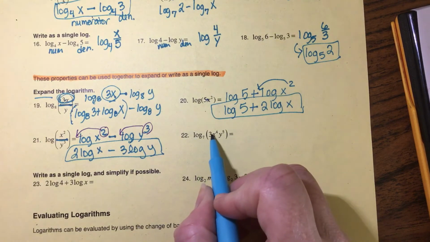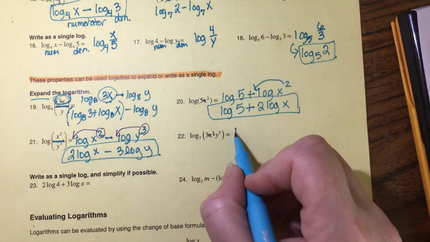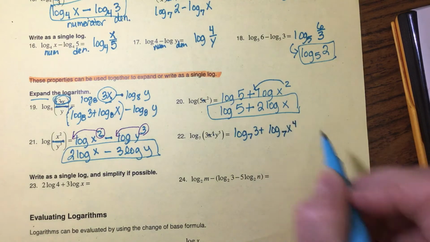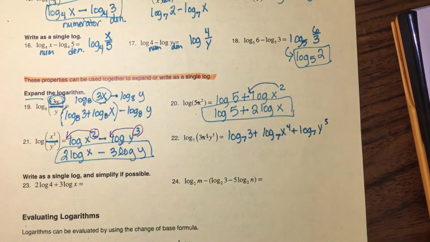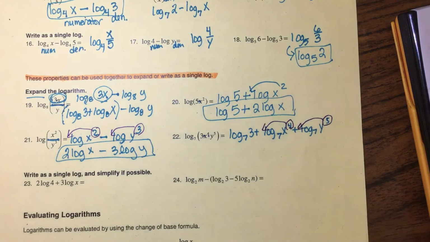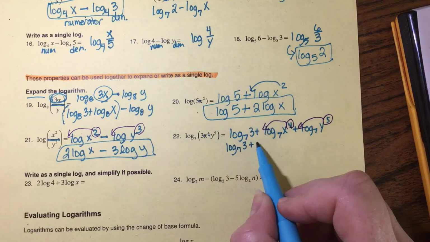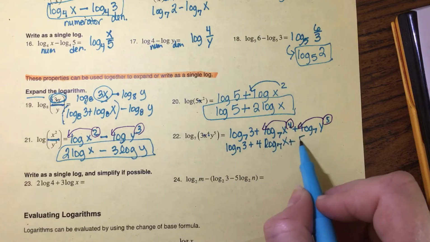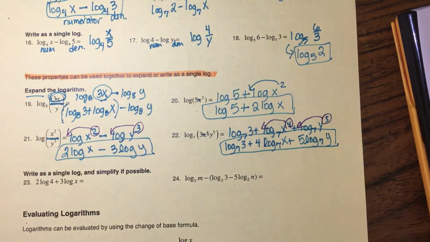Okay, so let's think about this one. This is 3 times x to the 4th times y to the 5th. So if I start out, I have log base 7 of 3 plus log base 7 of x to the 4th plus log base 7 of y to the 5th. Then we're going to bring our exponents, if we have them, out to the front. So the first one stays the same. Log base 7 of 3. The 4 comes in front for our middle one. And the 5 comes in front for the y. And there's our simplified answer.